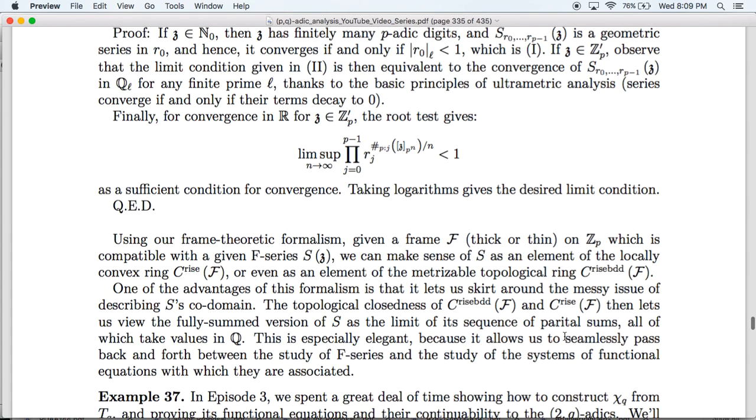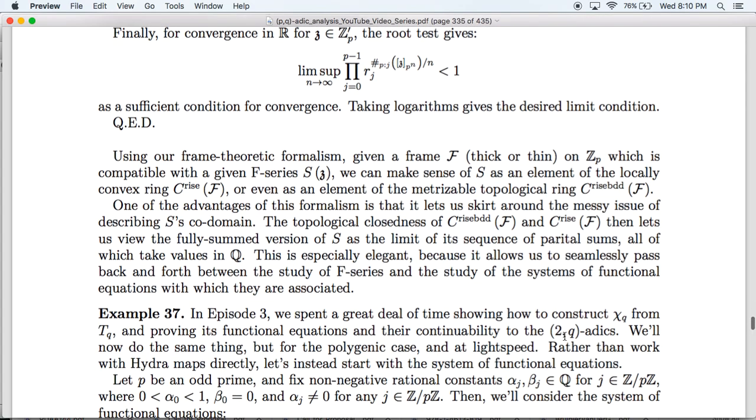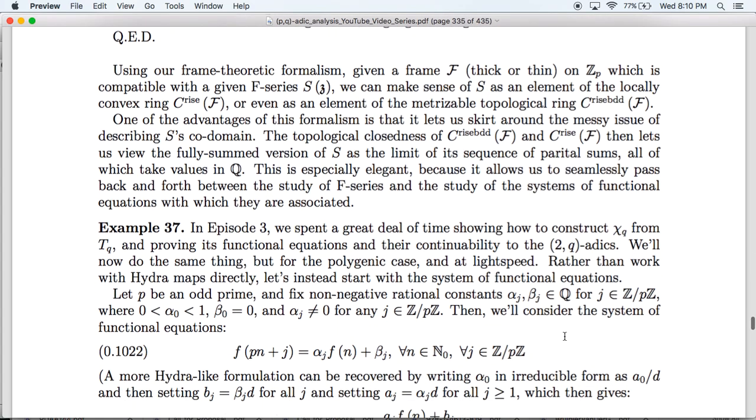And so this is really nice because it's going to allow us to seamlessly pass back and forth between F-series and the functional equations that we can associate with them. So this is a really important construction, and this will end up significantly generalizing not only the work that we did in episode 3, but the work that I did in my dissertation.